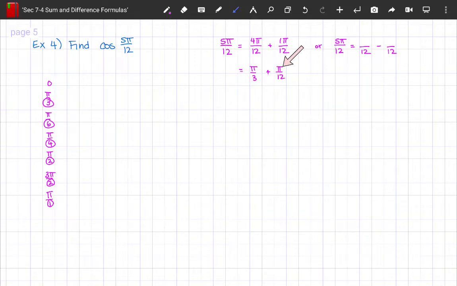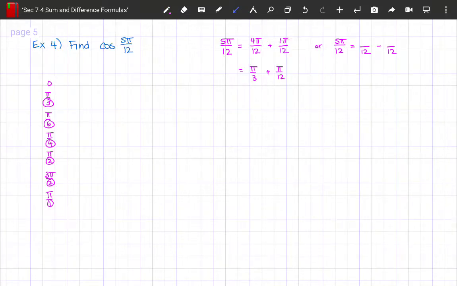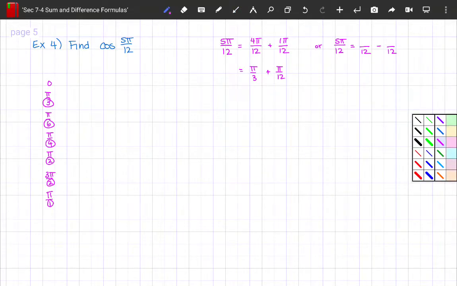We can't evaluate by hand unless we do, again, splitting it up and trying to do that. We'll just be spinning our wheels. So what I want to do is find numerators that are going to add up to 5 pi over 12, but also have common factors with 12 so they simplify. So that one doesn't work.